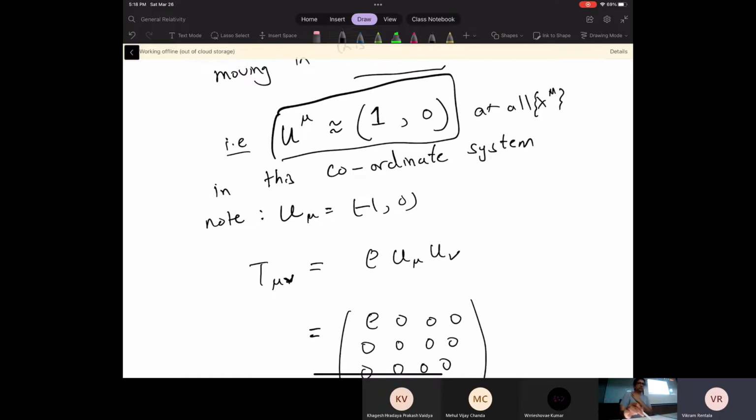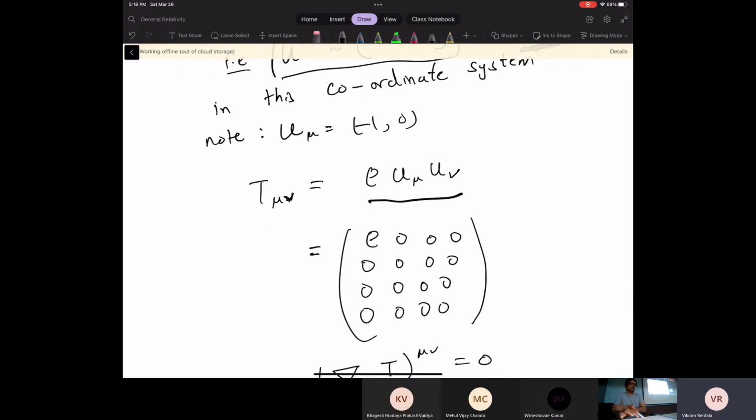In that case, this is true at all points, at all space-time points. U^μ can be approximated in this form. If that is true, then we know that ρ u^μ u^ν can be written as a matrix with just ρ in the upper diagonal and everything else 0.